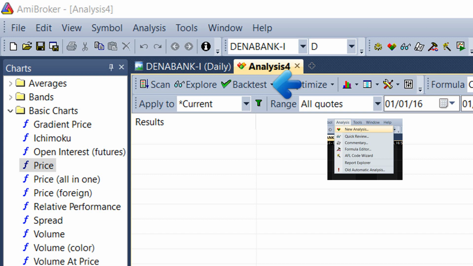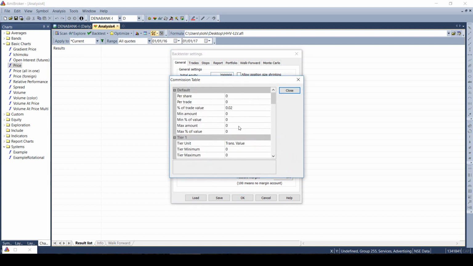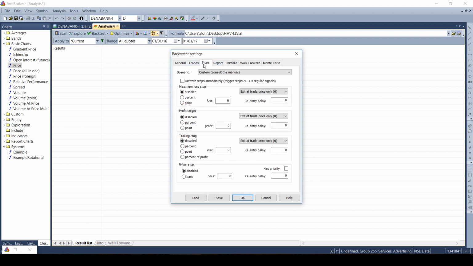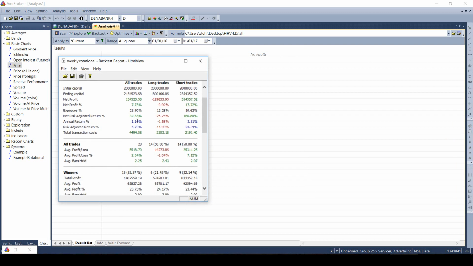You have every possible setting in Amibroker to make a backtest close to actual trading. You can set account margin, number of shares, future mode trading. Brokerage commission in percentage or fixed amount per trade. Set stop loss, target, trail stop loss, and bar stop loss. You can view the backtest results with all metrics.